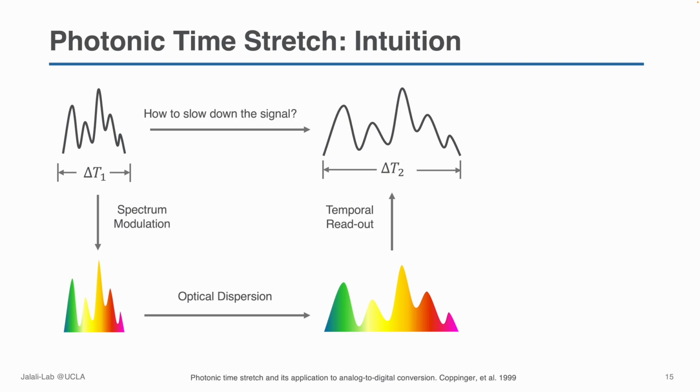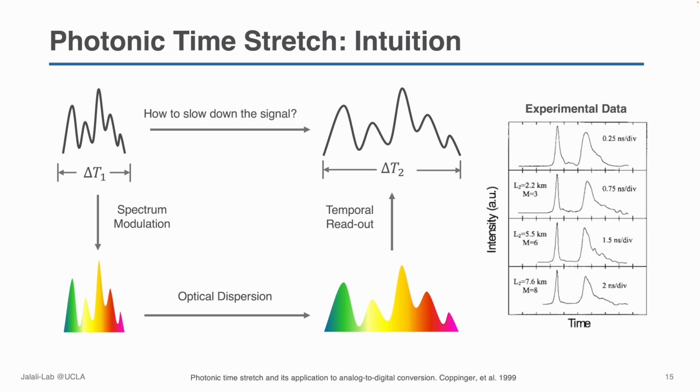In this way, we can use a single pixel photodetector to capture the spectrum in time domain at a scan rate that is significantly higher than conventional spectrometers. This lays the foundation of photonic time stretch. On the right shows the experimental data from the original paper that proposed time stretch. As we can see, the longer the propagation length, the more the original signal is slowed down.